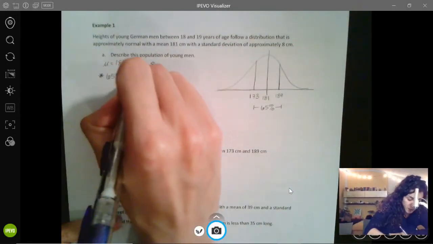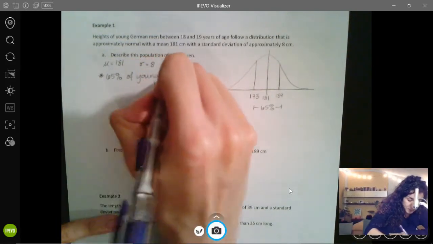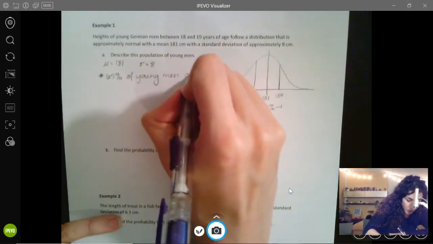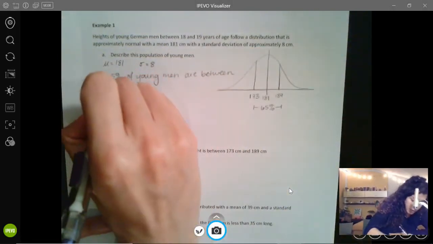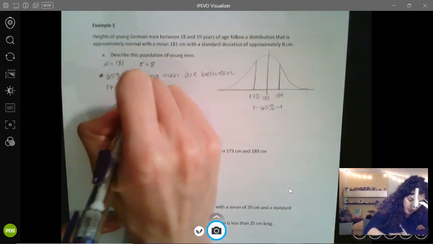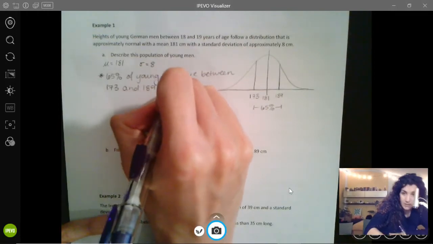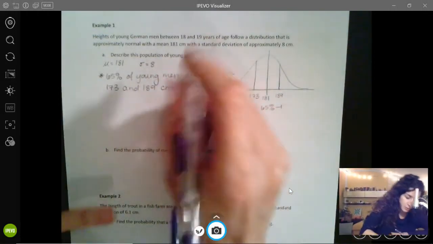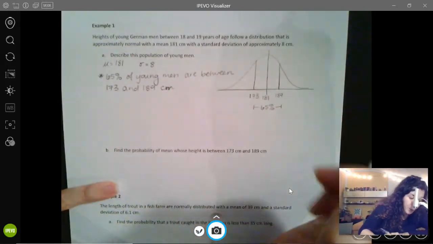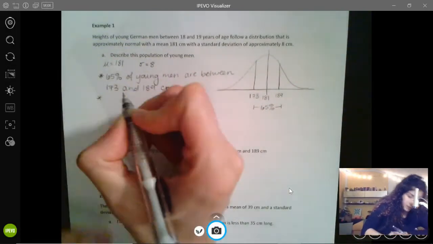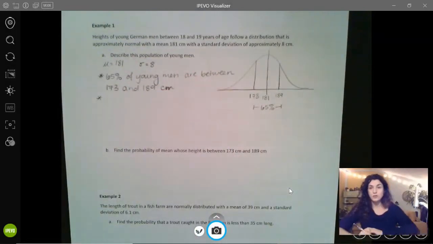65% of young men are between 173 and 189 centimeters. Oh, that's a little too many bumps there. Oops. So that's one description that you can do.